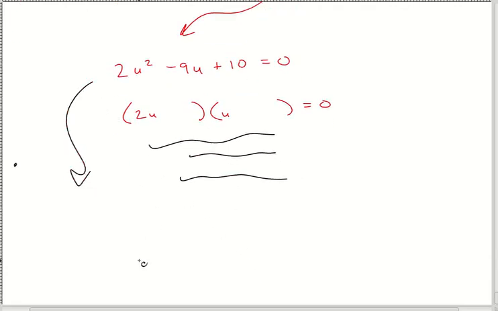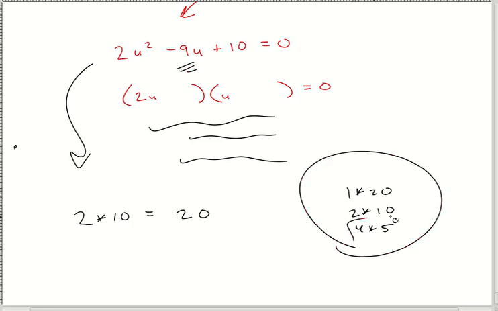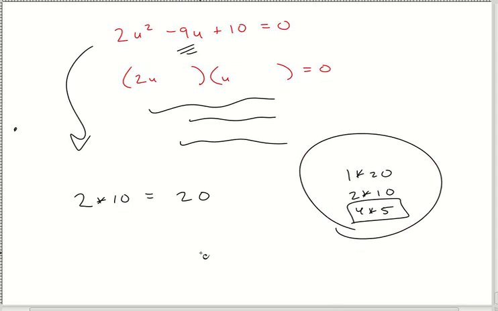But what I'm going to do is the AC method. We already did this in another section. I'm going to do the 2 times the 10 to make a 20, and list out all the factors that make a 20. So 1 times 20, 2 times 10, 4 times 5. I'm wanting to see if I can take some of these and add or subtract to make a 9. And sure enough, these guys here should do it.